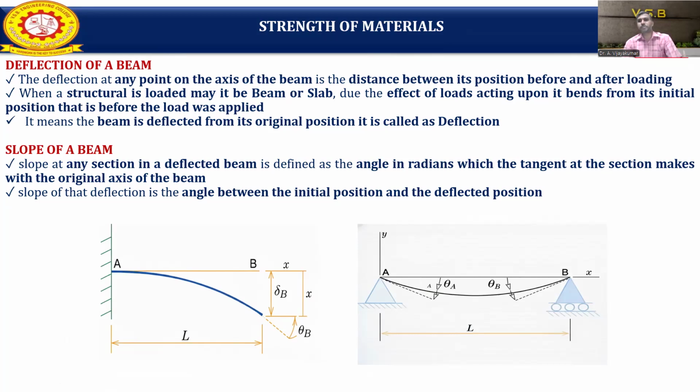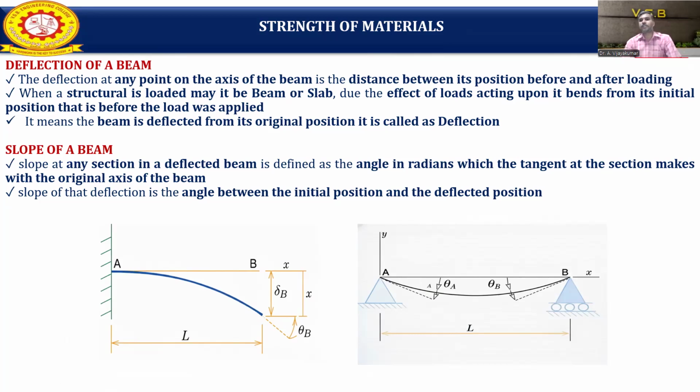Okay, what is the slope? When the load is applied, at any section of the deflected beam, an angle is formed between A and B. That angle we call theta, and theta is called the slope of the given beam. So the angle in radians that the tangent at the section makes with the original axis of the beam is called the slope of the beam.